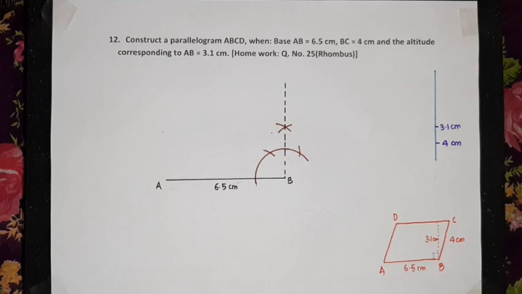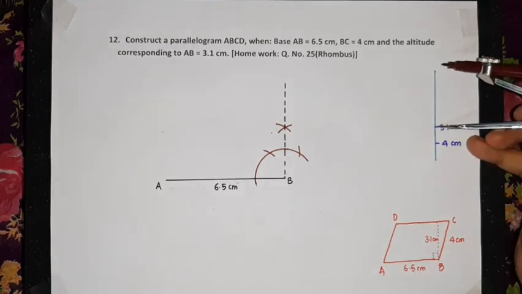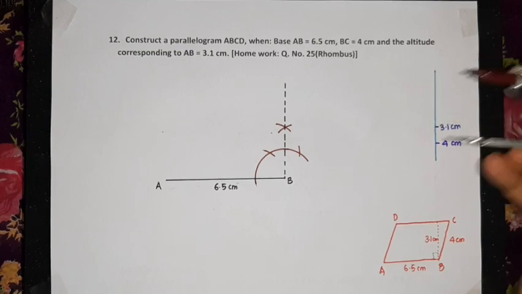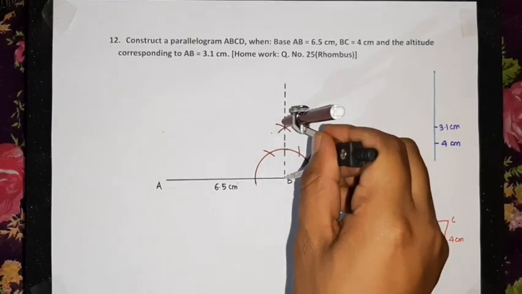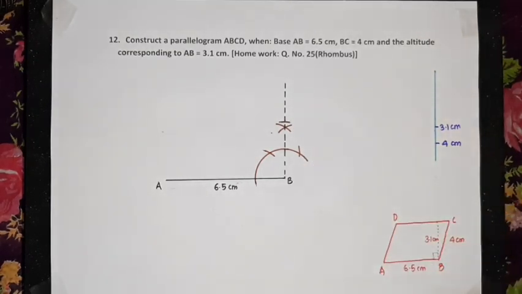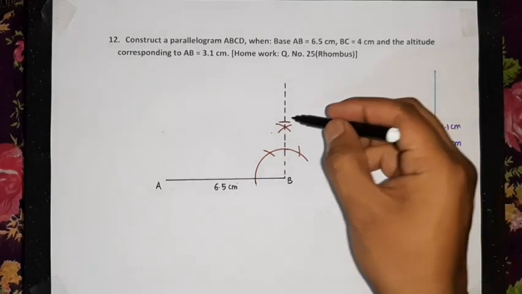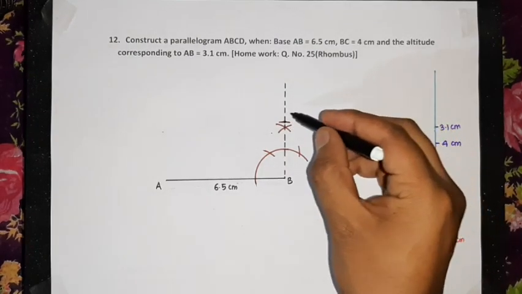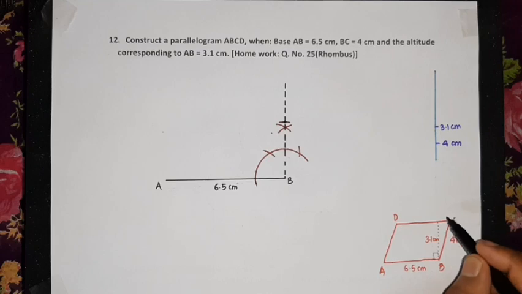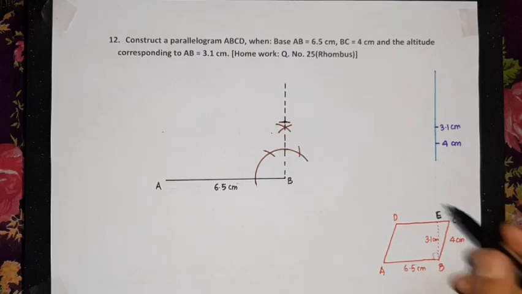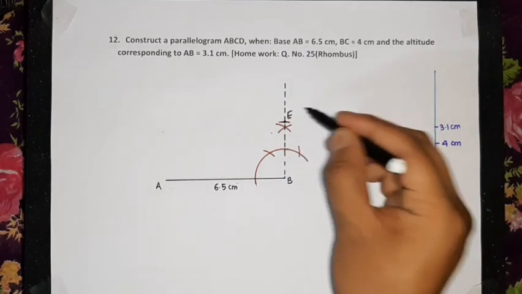And what should be the height? Height has to be 3.1. So that's why I'm taking the radius 3.1 and cutting this at 3.1. So this point will be my point. Let me write it as E.